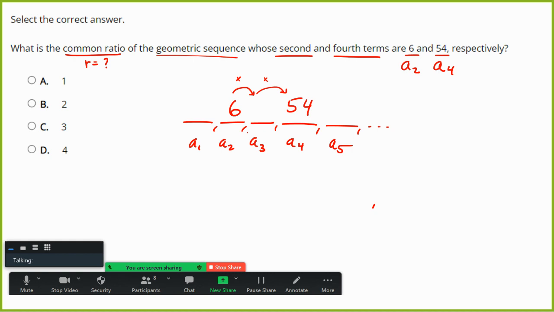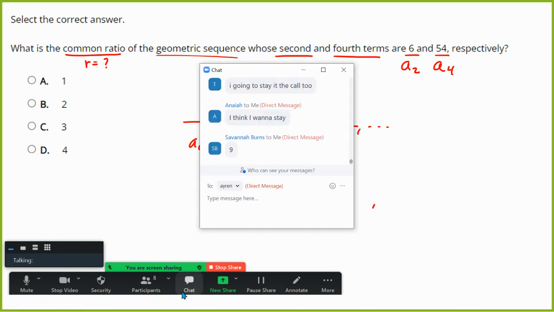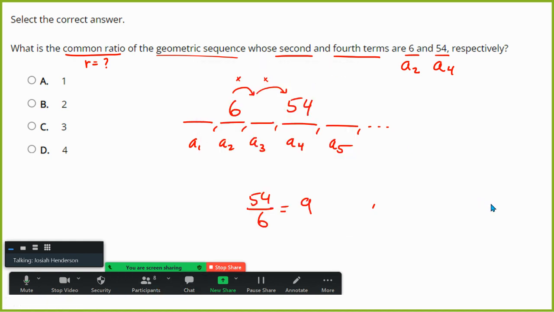Do you like divide like backwards? Ooh, nice. I like where you're going with that. If we divide 54 by 6, that might be a good start. What do we get? That is 9, correct? Check. Yes, thanks, Savannah.